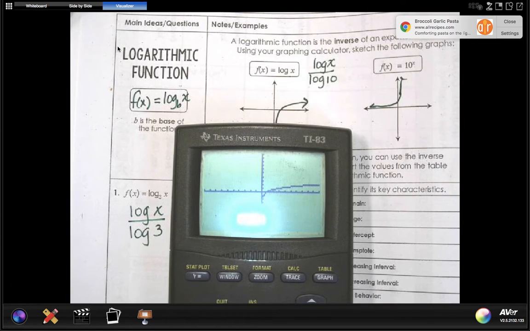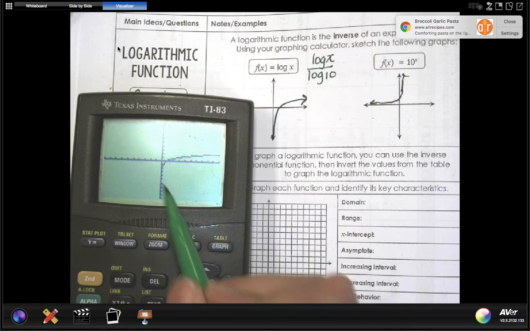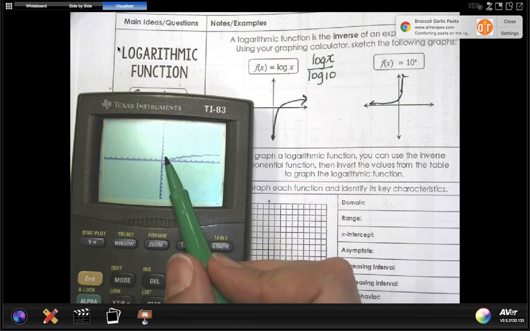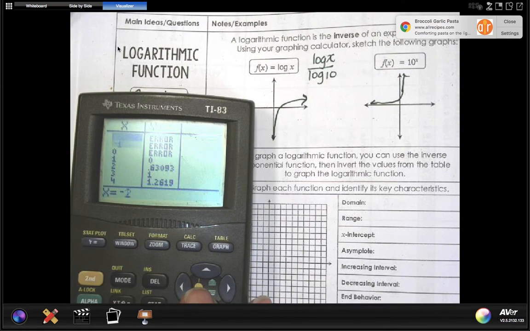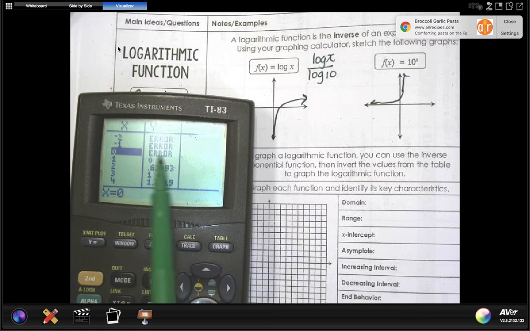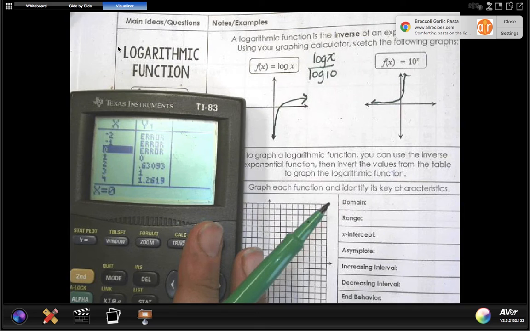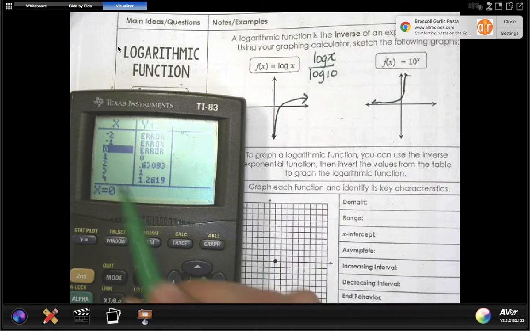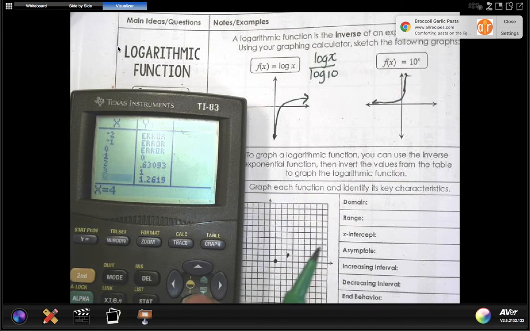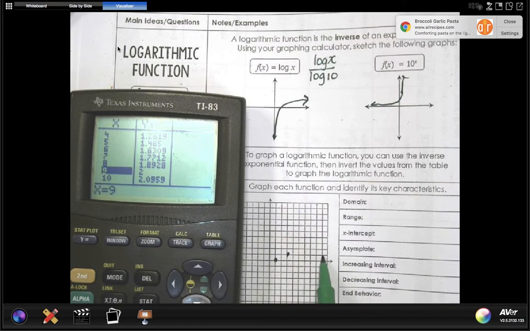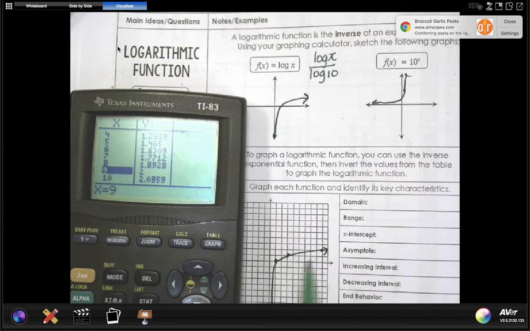Now the thing is, when you have an older calculator, it looks like the graph stops here, but it doesn't. You have an asymptote here at 0, so it goes and it gets very close to it. So if you go to second table, you are going to see that you have an error after 0. That means that this line will not touch, nor will it cross 0. So let's go ahead and make some points here. We have 1, 0. We have 3, 1. And then we have 9, 2. And like I said, it will go close to 0, but it's not going to touch it, nor is it going to cross it.